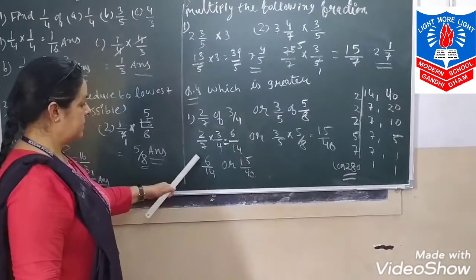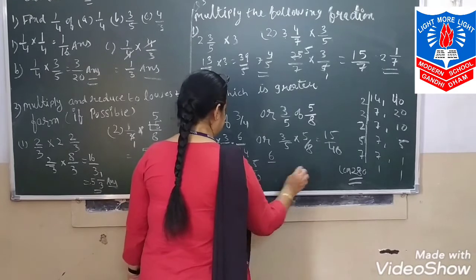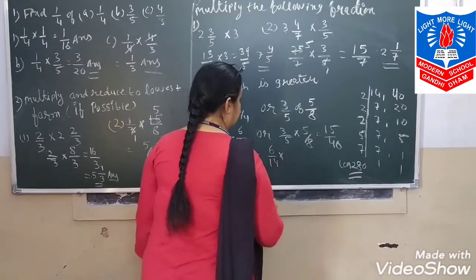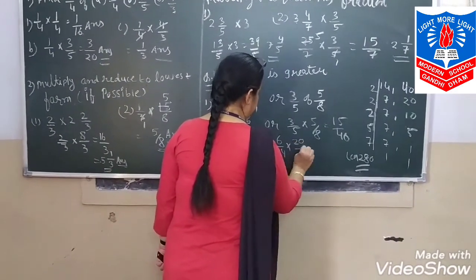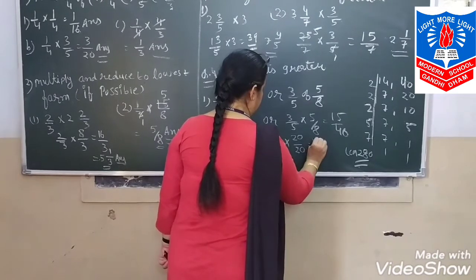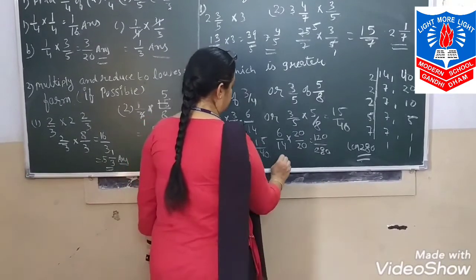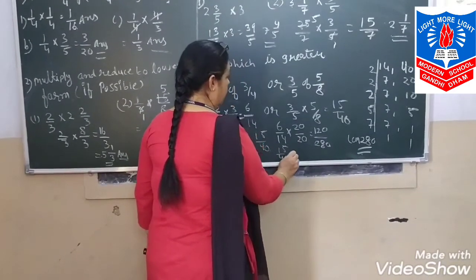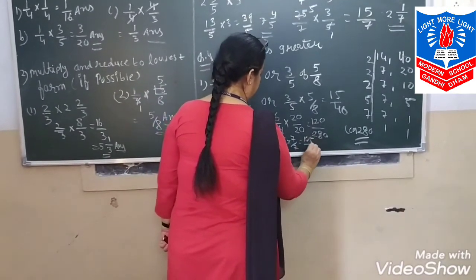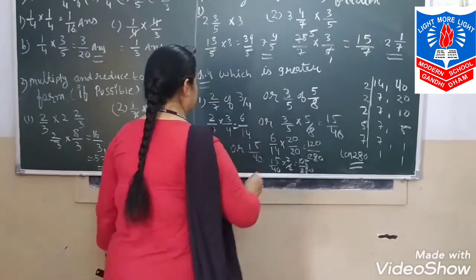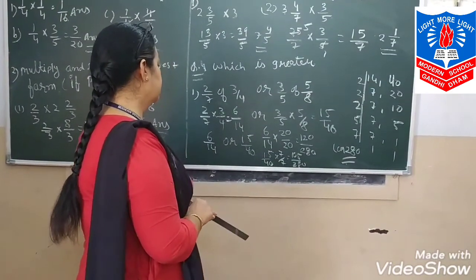So the first number is 6 upon 14. By which number do I multiply so I will get the LCM 280? 14, so 4 5s are 20. I multiply by 20: 120 upon 280. And here 15 upon 40, so I multiply by 7, which is 105 upon 280. Which one is greater? Here 120 upon 280 is greater.